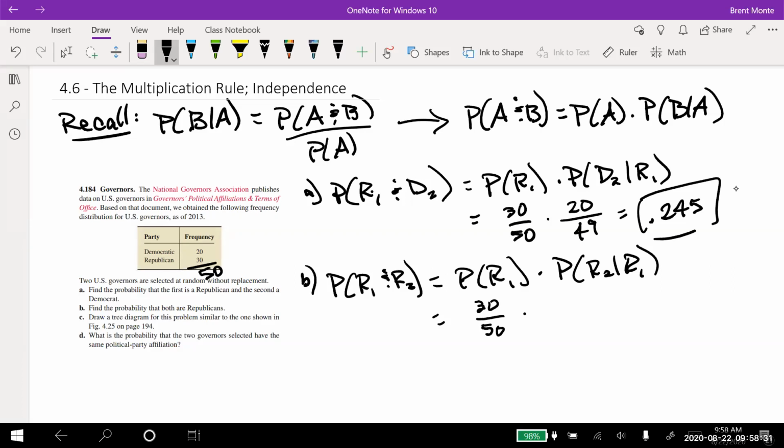But now, do we still have 30 Republican governors? No, because we select without replacement, so we can only select that one once. Now there are only 29 Republicans left and only 49 total left. So that's going to change this, not a lot, obviously, but a little bit. So we've got 30 divided by 50 times 29 divided by 49. Obviously, it's going to change it more because we're picking another Republican, not another Democrat. 0.355, round it off.